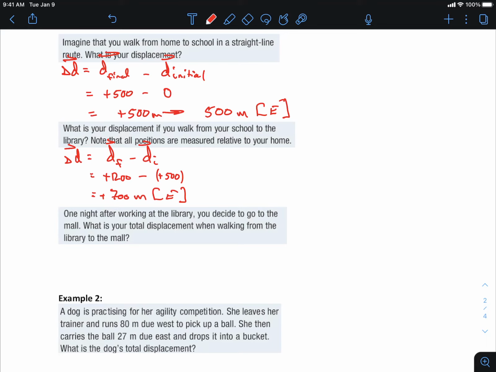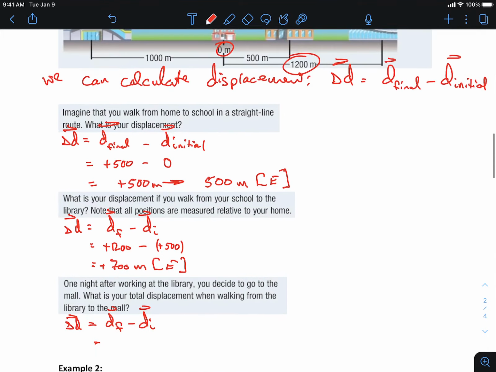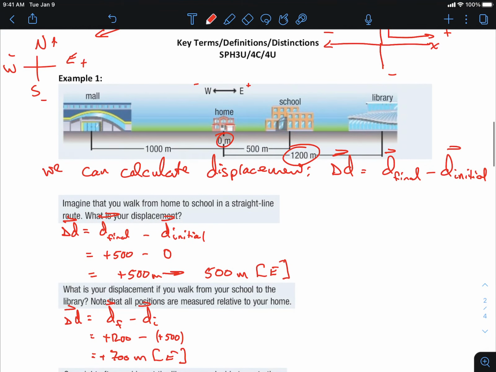One night after working at the library, you decide to go to the mall. What's your total displacement when walking from the library to the mall? Same thing. Displacement is defined as df minus di. Right? Where did you finish? Oh, you finished way over here. 1,000 meters west.